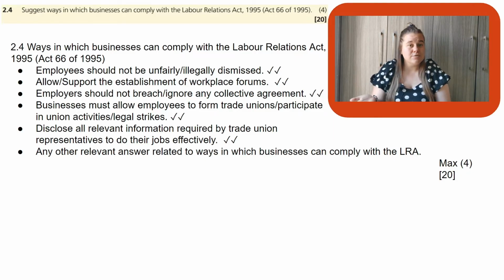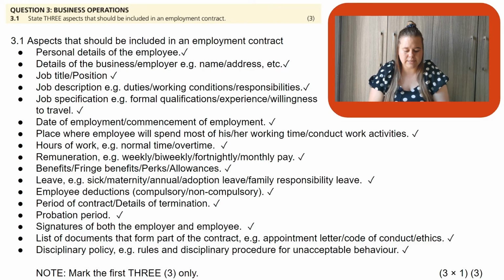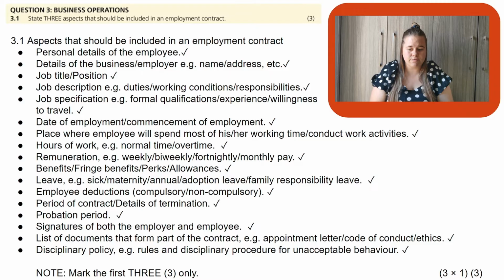All right, so question 2 for section B was a maximum of 20 marks. Let's move on to question 3. State 3 aspects that should be included in an employment contract. Now again, with these action verbs, state, you're literally just listing them. So I need 3 there. That's a mouthful. You can see how many are included there. We only need 3. So let's see. We need the personal details of the employee.